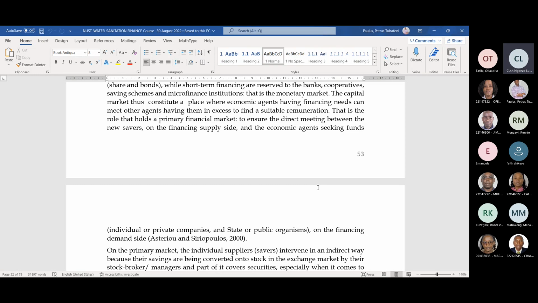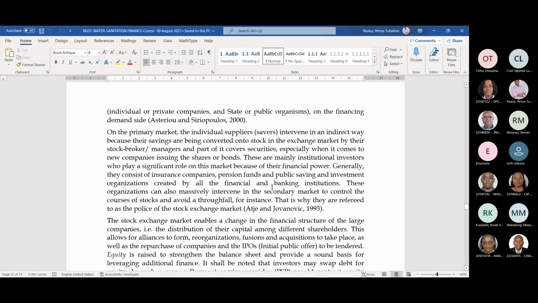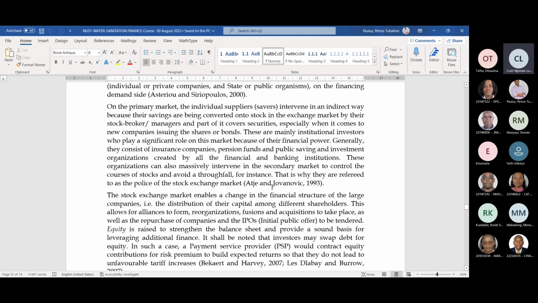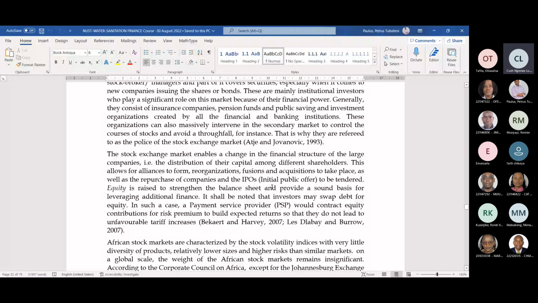So this IPO helps you to raise money in two forms. One, equity as shares, your own capital, owner's capital, and also as debt. Debt is bonds, generally venture bonds and other bonds. So in such a case, the provider would contract equity contributions for a risk premium to build expected terms. So you see a relationship here between the one funding and the one borrowing, with a bidder, a broker, and in between there will be risk premium companies. I mean here your insurance companies, which will be there to ensure that there is no risk for reimbursement.